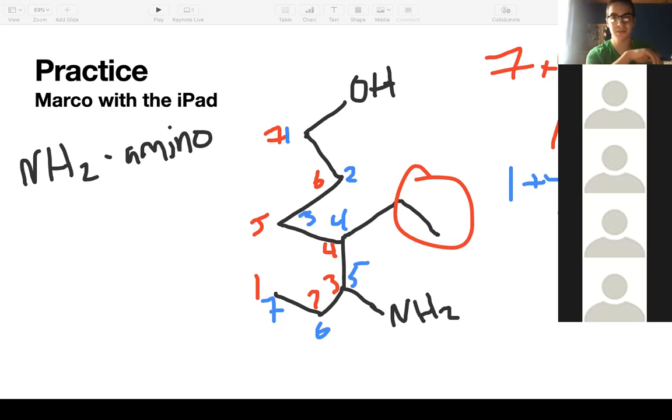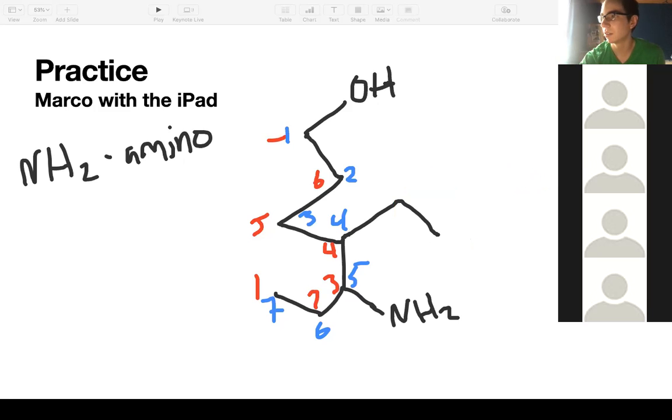Does that kind of make sense? Yeah. So in this case, we're going to want to start from the top, so we get that lower number. So let me erase all of this. And let's erase our red numbers. All right.